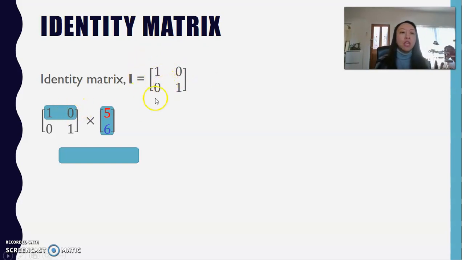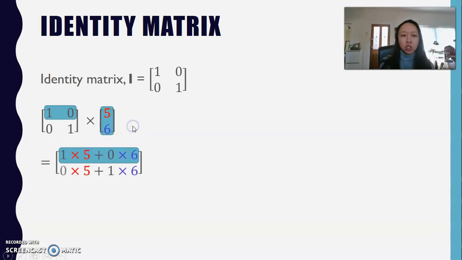So if we have an identity matrix and we are timesing it by a random matrix, let's say a 2 by 1 matrix that has a value of 5, 6, using the multiplication of matrix that we have done just now, the first row times by the first column gives us 1 times 5 plus 0 times 6. So the first one goes with the first one. The second one goes with the second one.